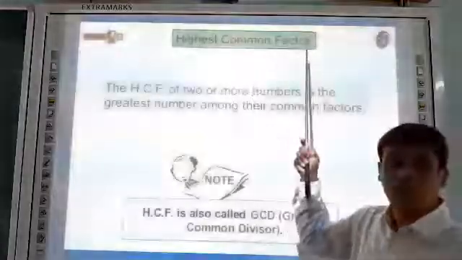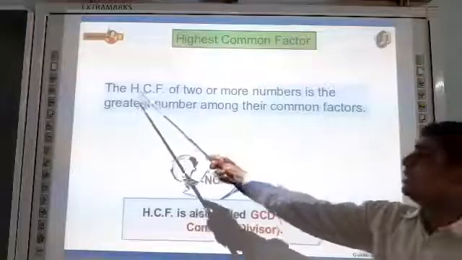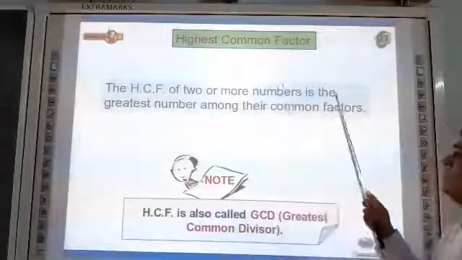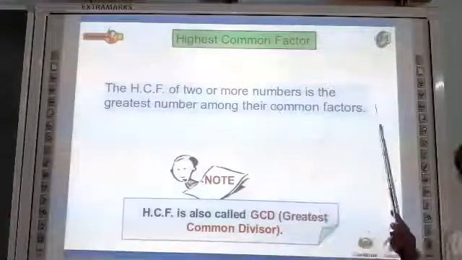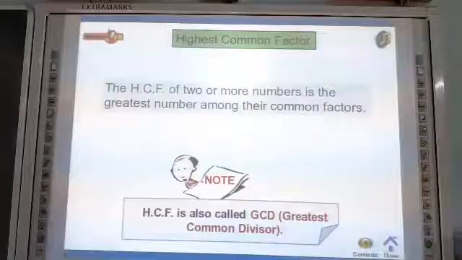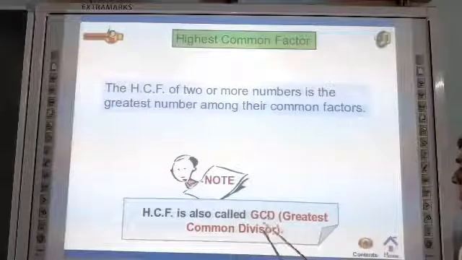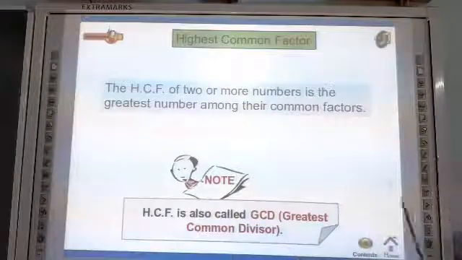Next topic, highest common factor. Look at this. The HCF of two or more numbers is the greatest number among their common factors. Note, HCF is also called GCD, greatest common divisor.